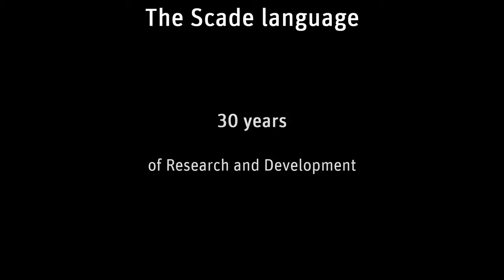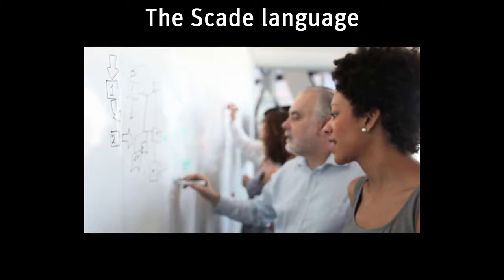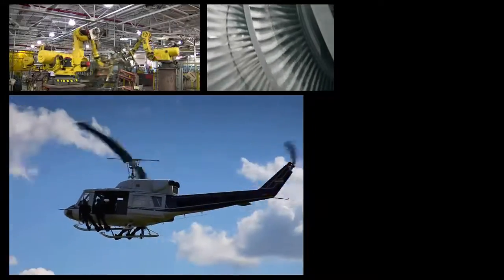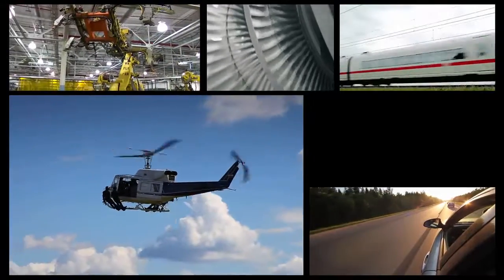SCADE is the result of 30 years of research and development. It has been specifically designed to fulfill the safety-critical application development constraints. It focuses on the needs of such applications by offering a unique mix of data flow and control flow constructs, including state machines. In particular, SCADE does not contain constructs that are potentially unsafe, as unbounded loops or dynamic memory allocation. It has been used to develop numerous applications in avionics, turbo machines, industrial machinery, automotive, rail and transport, energy, and nuclear industries.